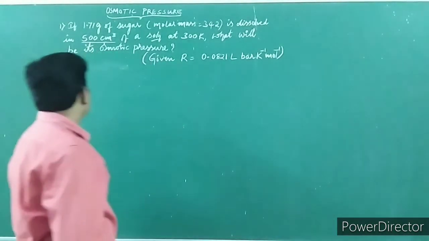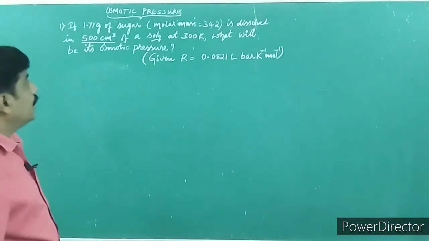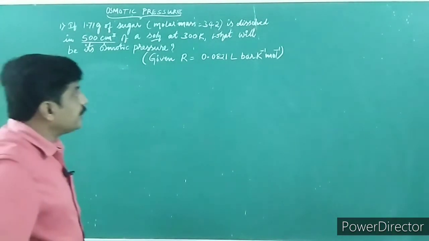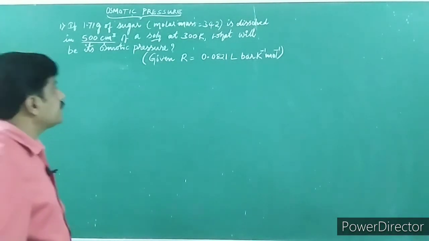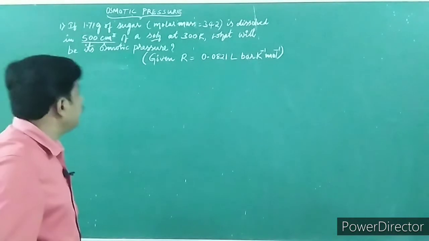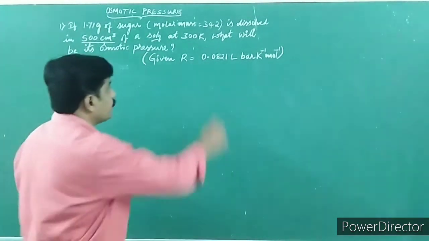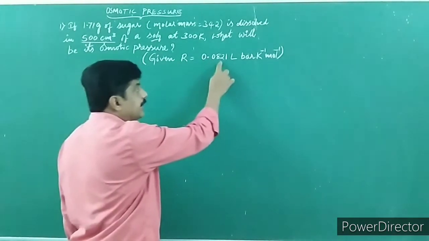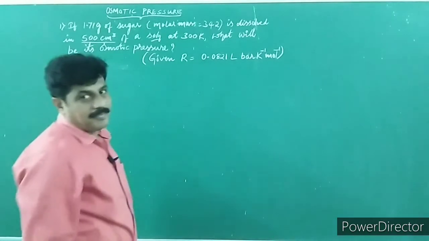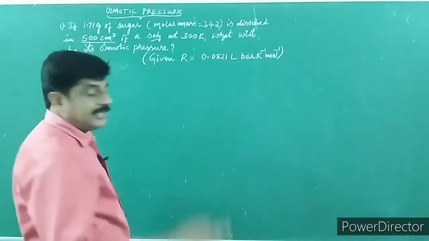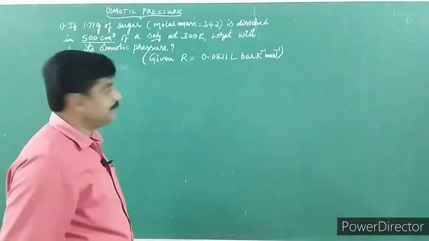Under that, number one: if 1.71 grams of sugar, molar mass equal to 342, is dissolved in 400 centimeter cube of solution at 300 Kelvin, what will be its osmotic pressure? Given R value is equal to 0.0821 liter bar per Kelvin per mole. Children, read the numerical two times, then write down whatever data is given here.